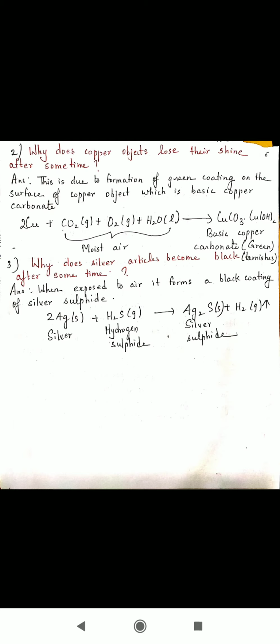Third example is silver jewelry. After some time, the color changes to black and the shining appearance goes. This is due to the formation of silver sulfide. When silver is exposed to air, it forms a black coating. So these are a few examples of corrosion.